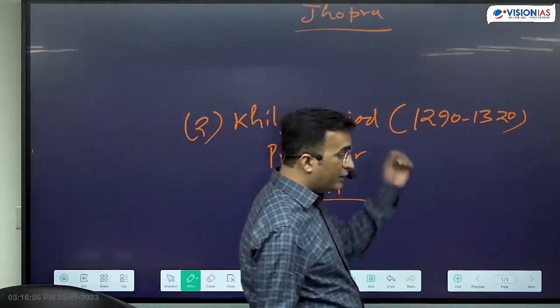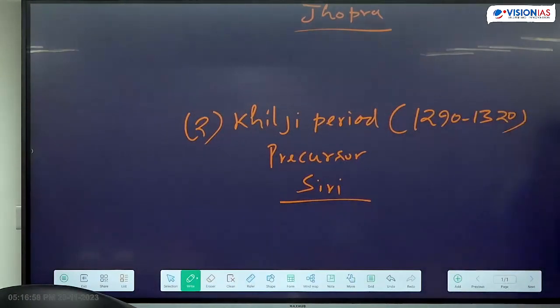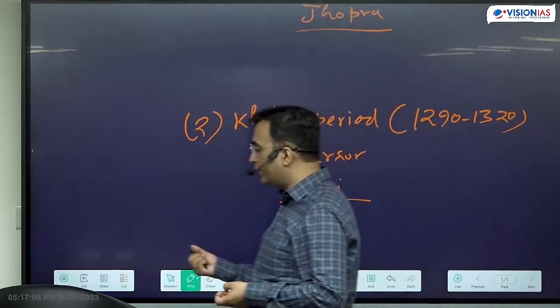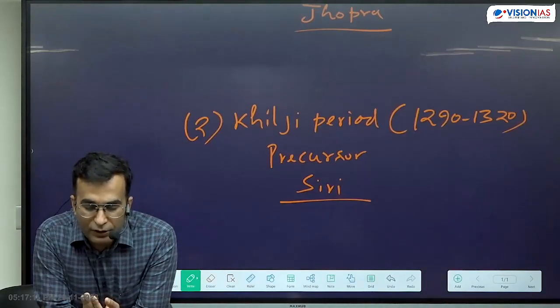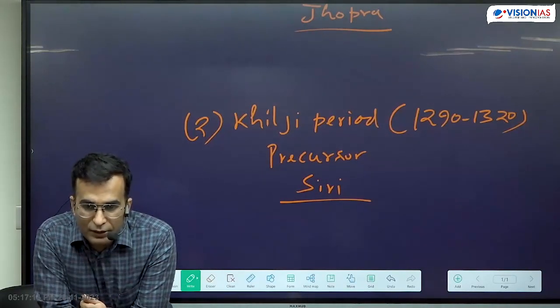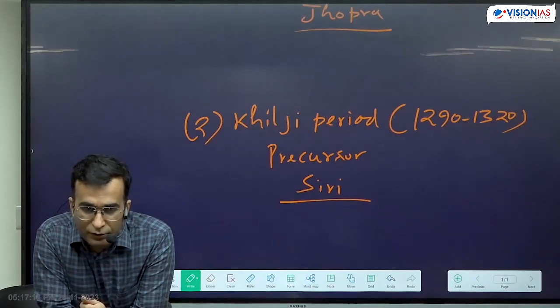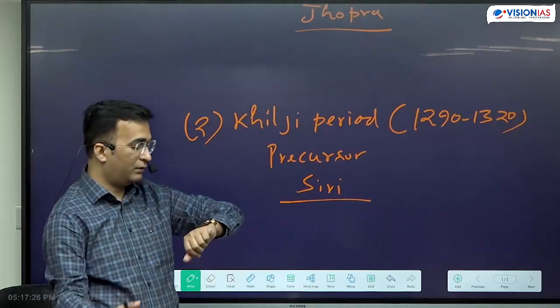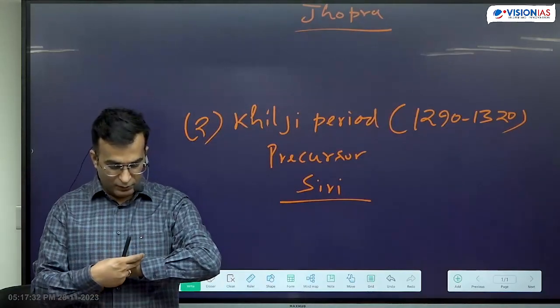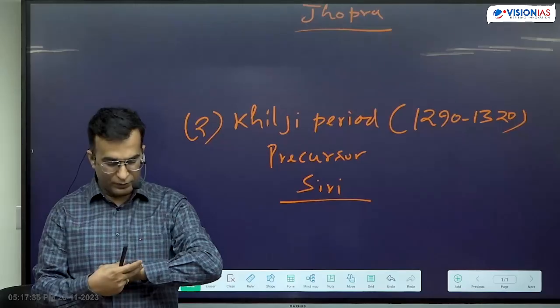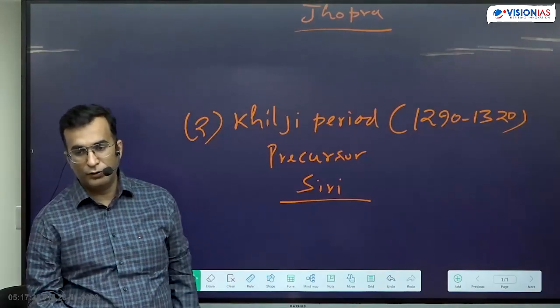In this phase, the true arch and dome method of construction was introduced. Then mention the preferred stone at this time. The preferred stone at this time was once again red sandstone.